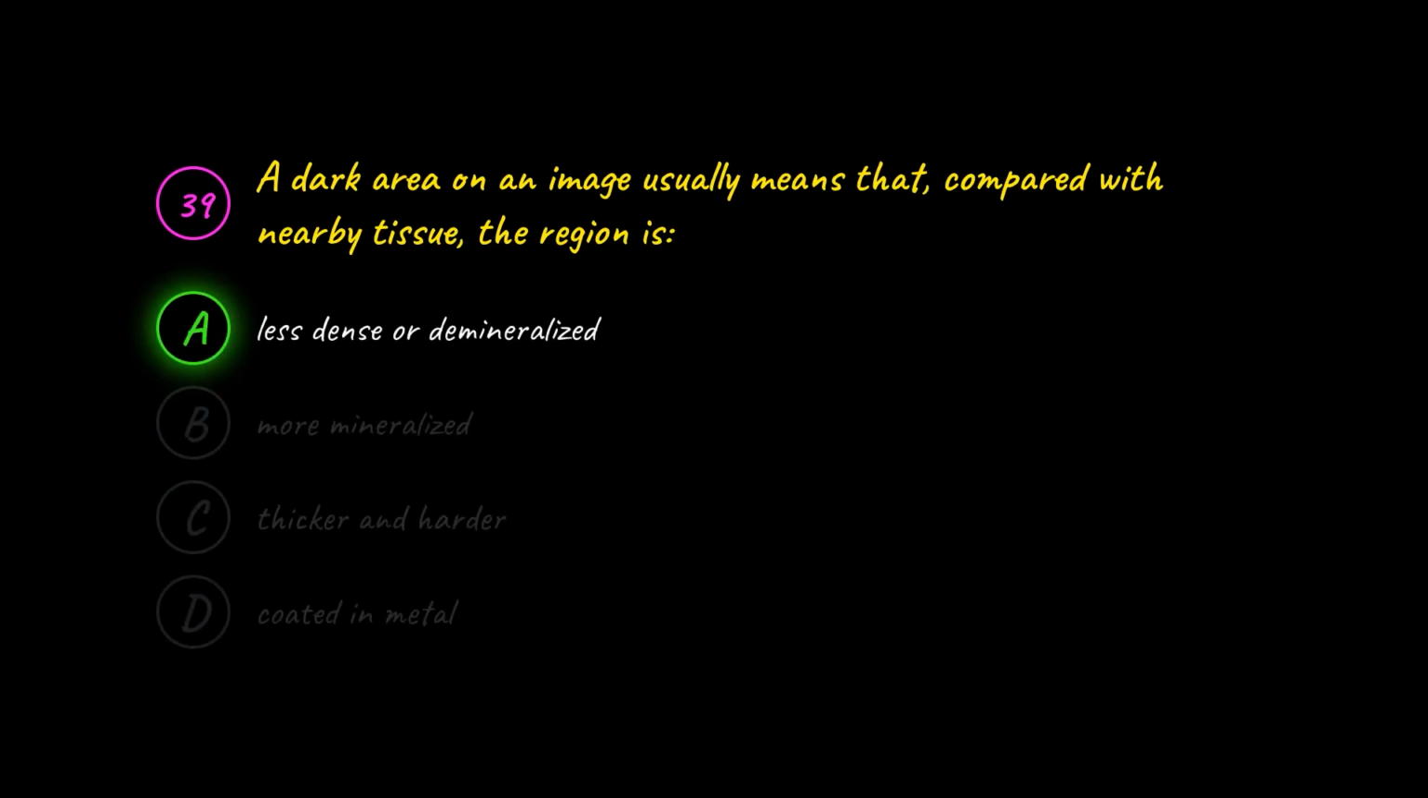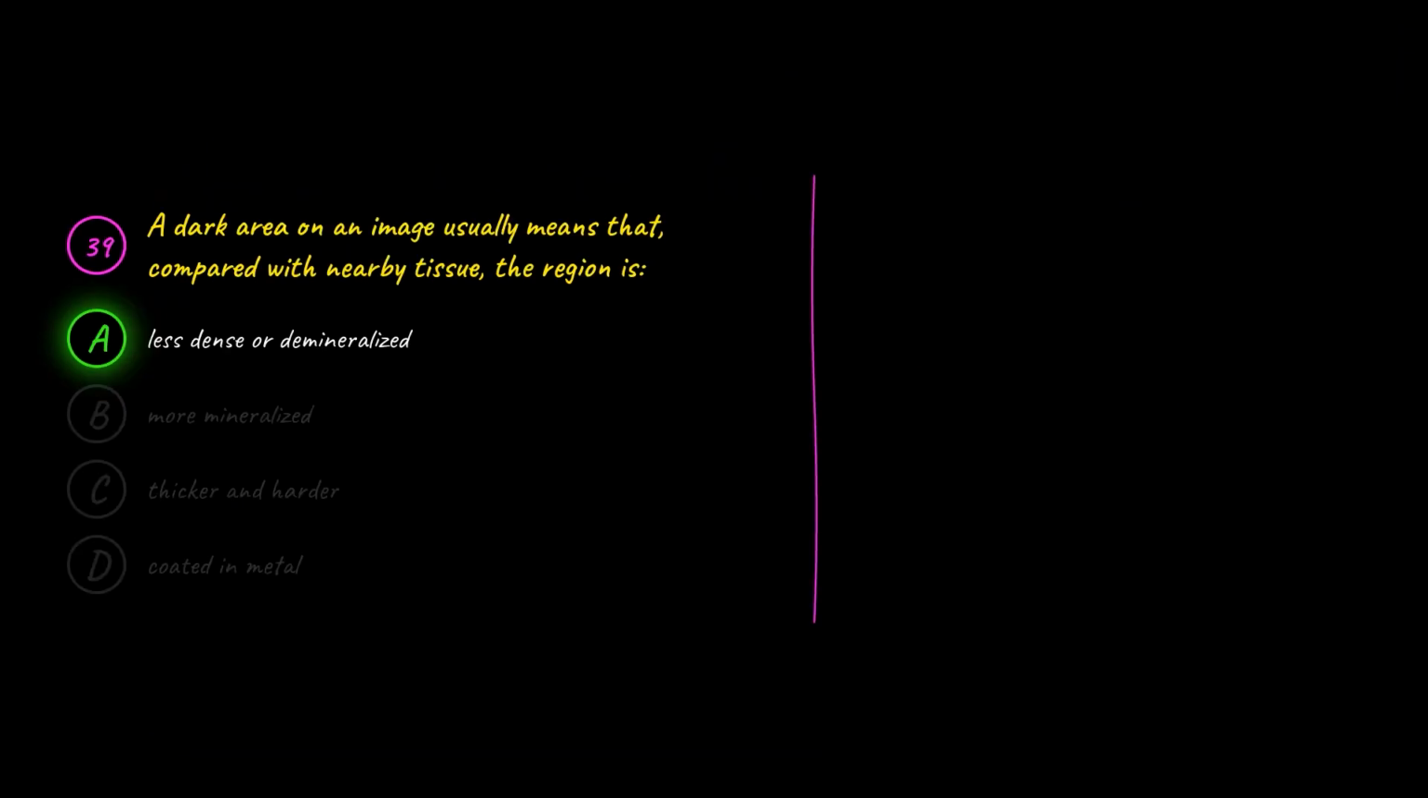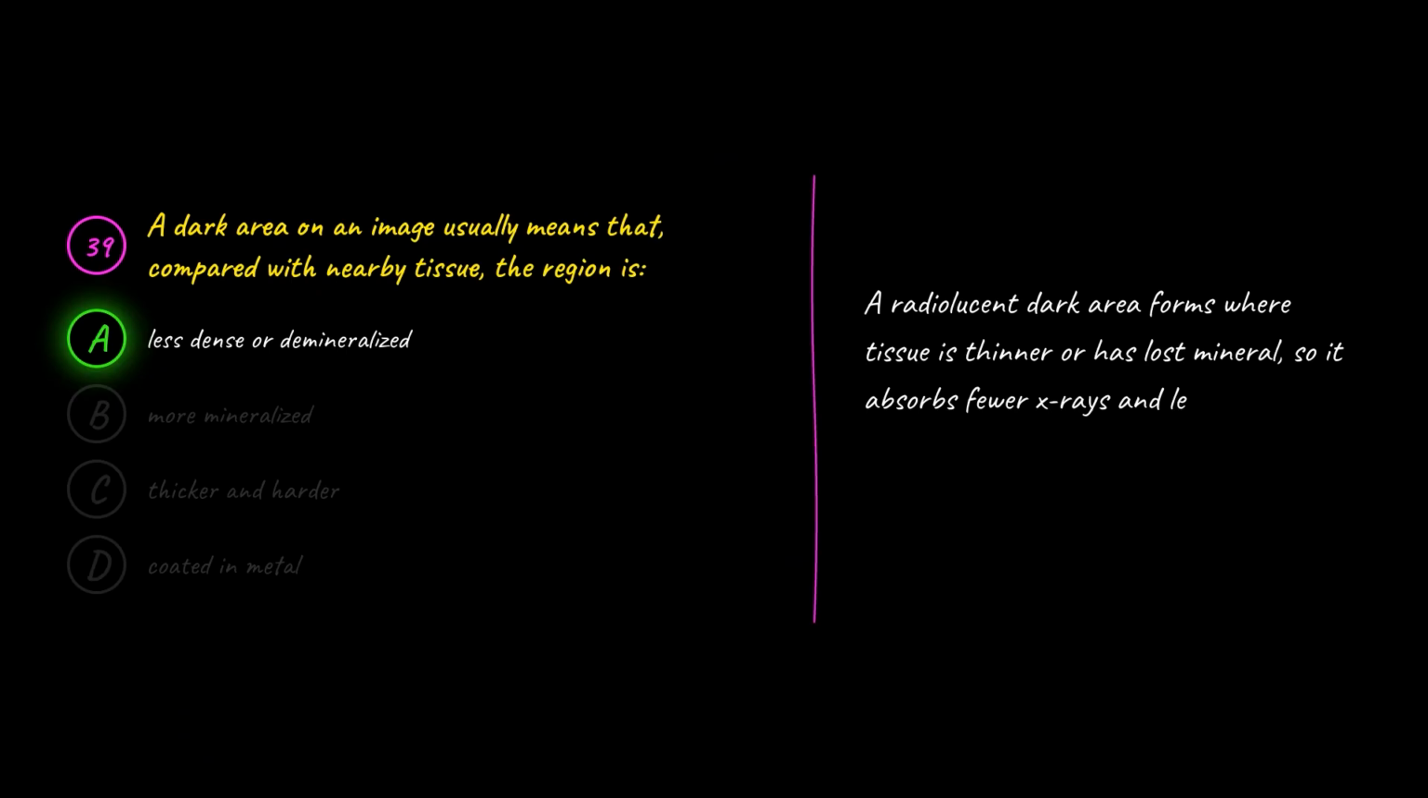The correct answer is A. Less dense or demineralized. A is correct because a radiolucent dark area forms where tissue is thinner or has lost mineral, so it absorbs fewer X-rays and lets more reach the receptor. Caries, bone loss, and cysts all darken the image this way.